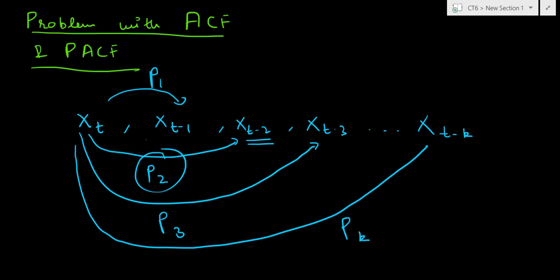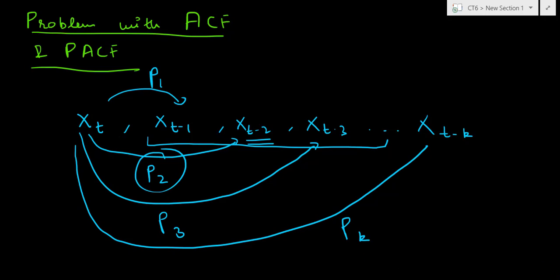Similarly, if I go for a larger lag, maybe there is no real relationship between xt minus k and xt, but my function rho k may still take some positive value, because xt minus k influences xt minus k plus 1, which influences xt minus 3, which influences xt minus 2, which influences xt minus 1, and finally influences xt. So the problem is that the intermediate terms transfer the relationship from one term to another.